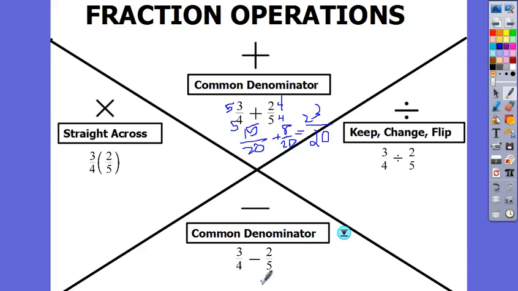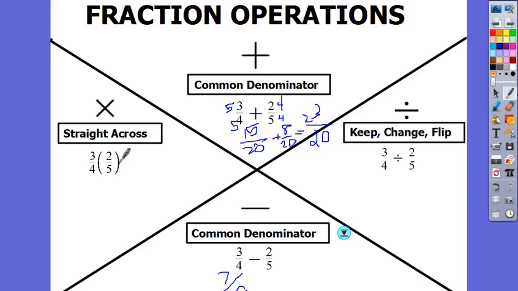Subtraction is the same thing. You need a common denominator in order to subtract. So if we look at this problem up here, all that would change from addition to subtraction here with these numbers is the sign in the middle. So when you are looking to subtract, you again subtract across the top. So 15 minus 8 would be 7. And then the denominator would still stay the same. It would still be the 20. Again, you look if you could simplify. 7 over 20 you cannot, so you are done.